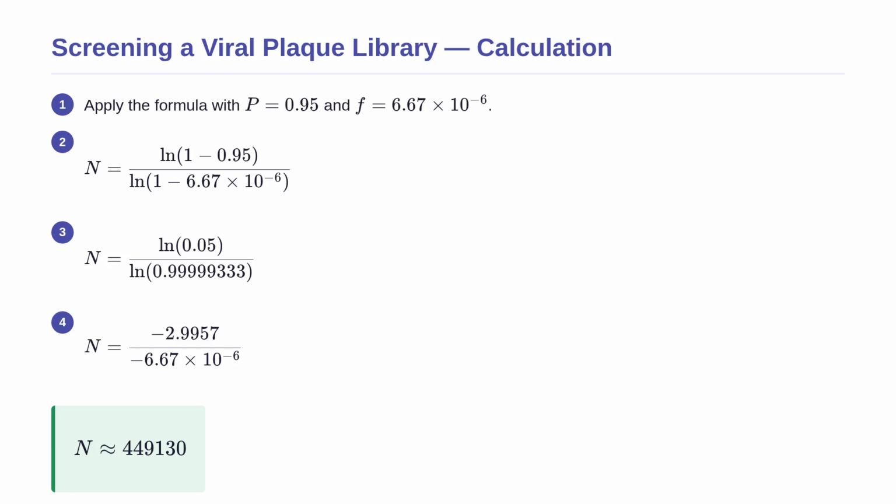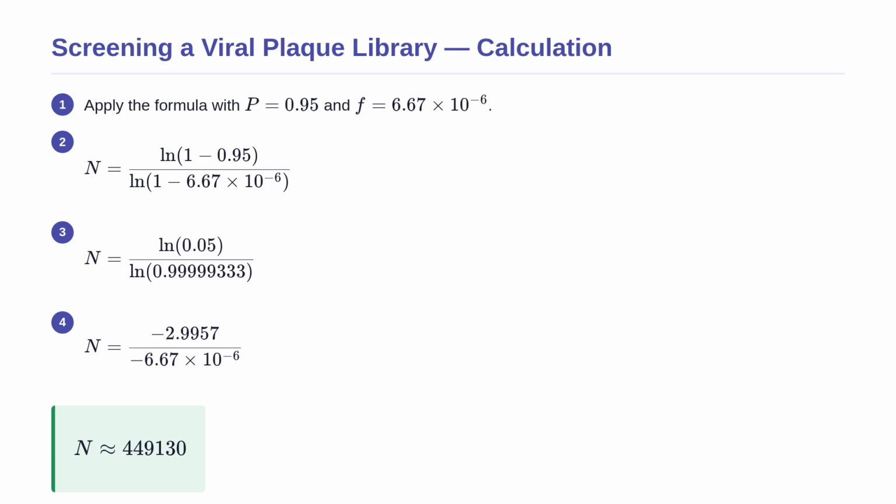Now we plug our new values into the Clark-Carbon equation to find the required number of plaques. We use our probability of 0.95 and our calculated fraction. The numerator evaluates the natural log of 0.05, representing the 5% chance of missing the gene entirely. The denominator evaluates the natural log of a number very close to 1, showing that any single plaque is highly unlikely to have the gene.